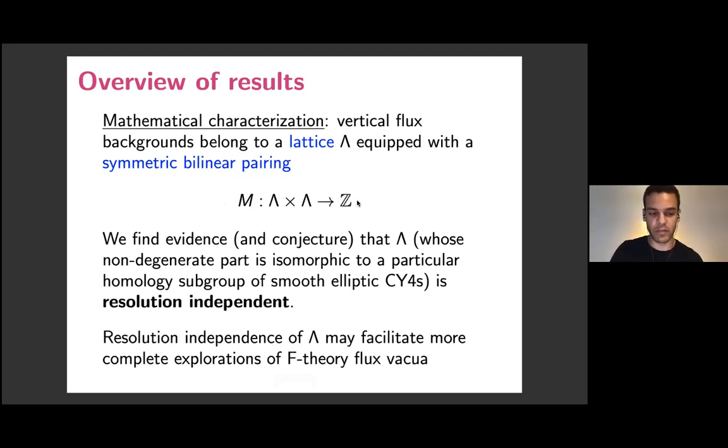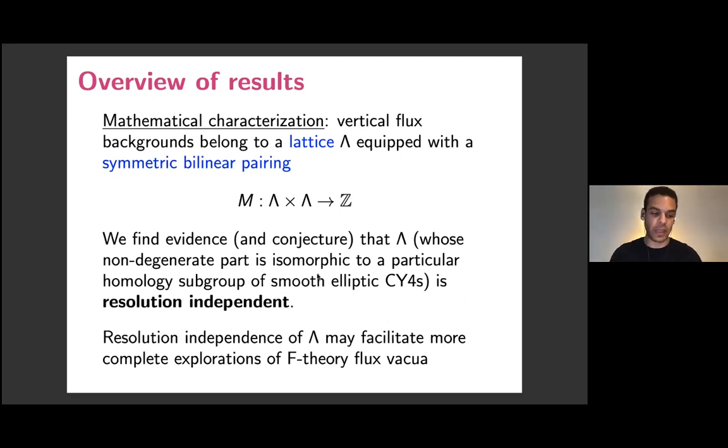And in particular, this is an integral lattice. What I will try to convince you of today is that there is a lot of evidence, enough so that we feel somewhat comfortable making a conjecture that this lattice lambda, whose non-degenerate part is isomorphic to a particular homology subgroup for smooth elliptic Calabi-Yau fourfolds, is resolution independent. And the resolution independence of lambda, I will try to explain, may facilitate more complete explorations of F-theory flux vacua in the future. So this, to us, looks like the most exciting result.